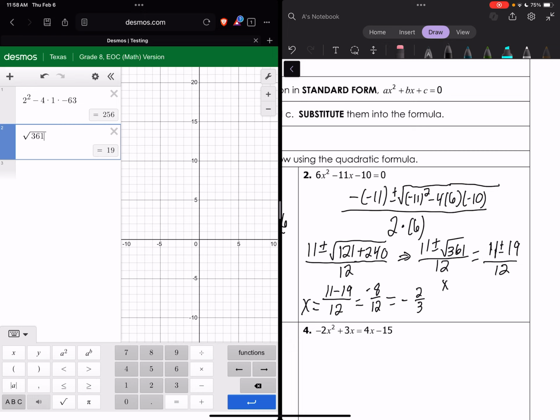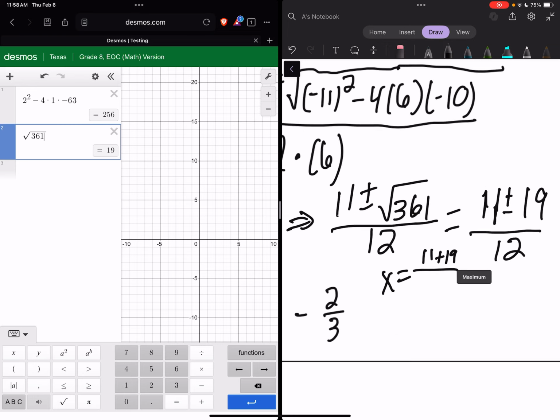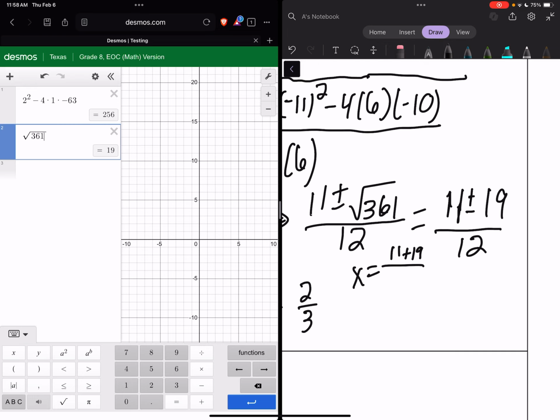The other one is 11 plus 19. I'm writing small because I am running out of room. This is 30 over 12, which is 5 over 2. So my final solution is x equals negative 2/3 and 5/2.